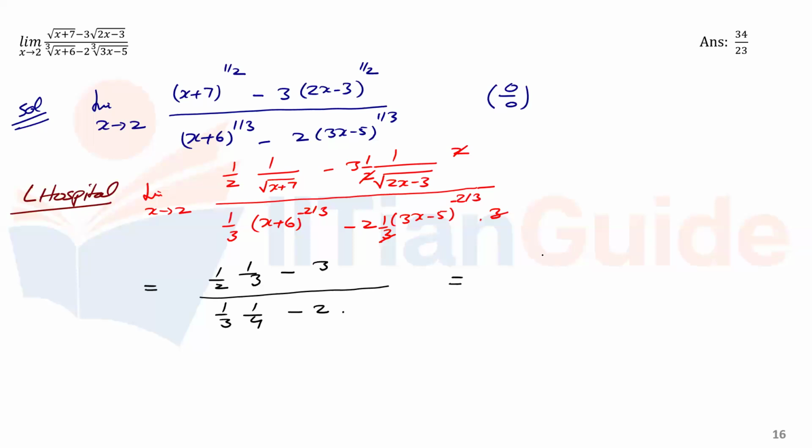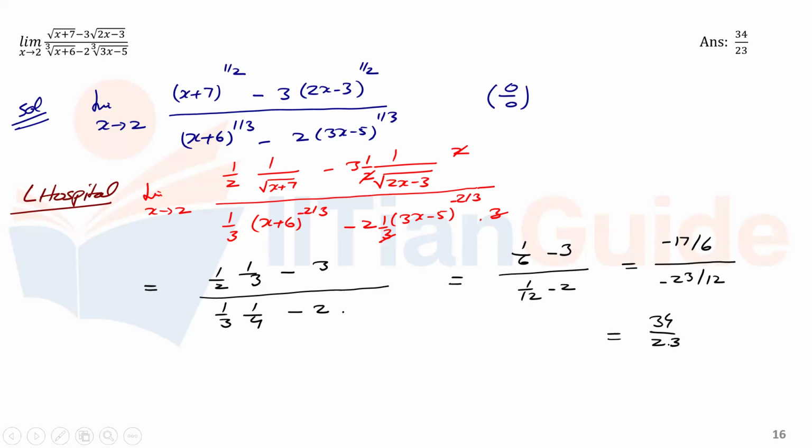1 by 6 minus 3 divided by 1 by 12 minus 2. So I'm getting 1 minus 18, that is minus 17 divided by 6. In the denominator, 1 minus 24, that is minus 23 divided by 12. If I solve it, minus minus become plus, I am getting 34/23. That is my answer. Okay?